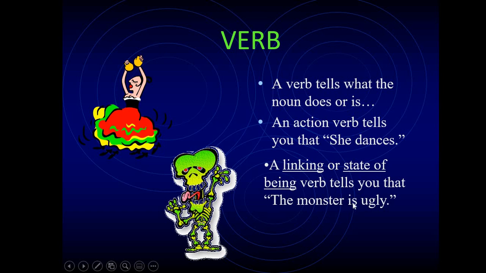Like here, the verb to be is a linking verb. It links the subject, which is the monster, to the complement here, the adjective, that completes the subject. That's why they are called linking verbs. Linking verbs are different ones, such as to be, to become, to smell, stay, taste, feel, remain, etc. These are linking verbs. Okay, so there are, let's say, two types, action verbs and linking verbs.